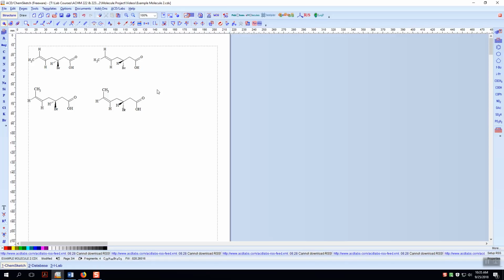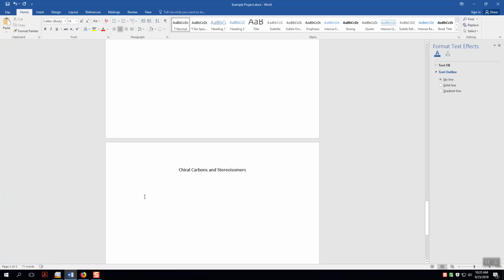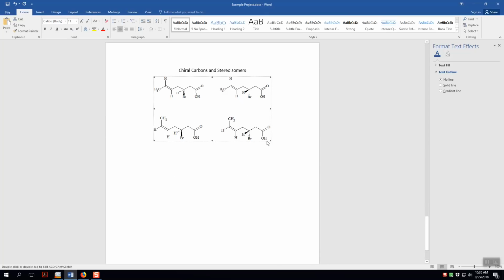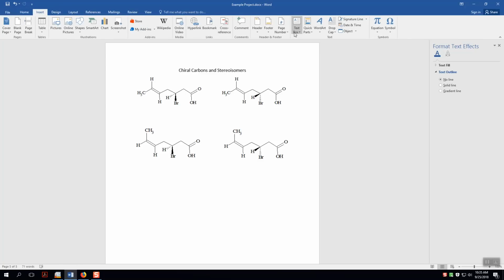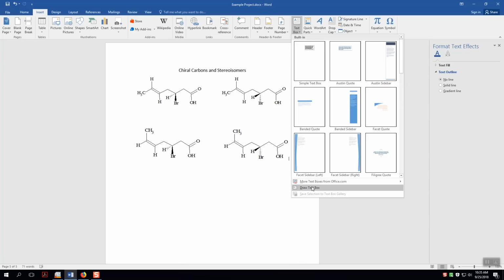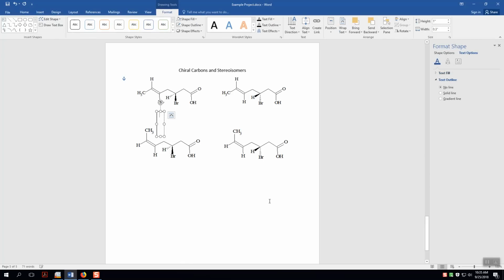All right, so that's basically what we want to do. So I'm going to take all of these and copy them back into Microsoft Word. And now I'm just going to make them a little bit larger so there's some nice spacing between them. And I'm going to insert a text box, and I'm going to hit draw text box. I'm going to put a text box in here. I want the outline of my text box to be non-existent, so I'm just going to put it there.